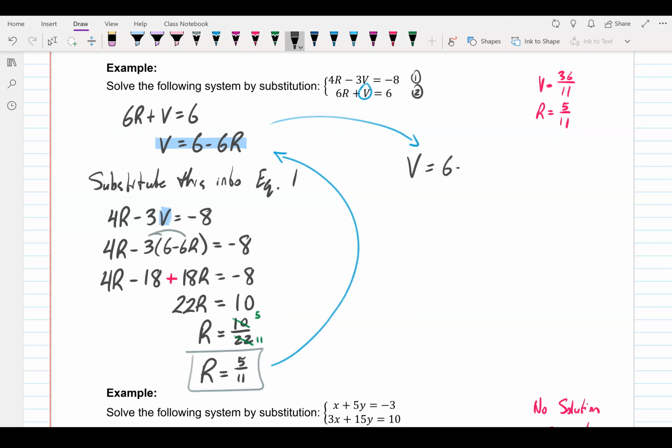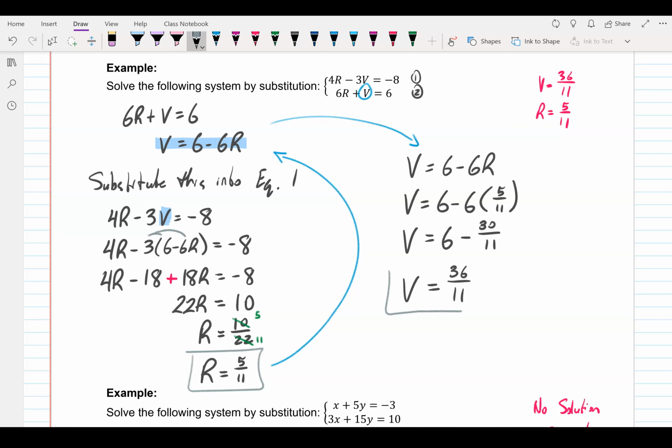So v equals 6 minus 6r. I'm just going to go ahead and put the r in, because I know what it is now. It's 5 over 11. What's 6 times 5 divided by 11? Well, that's 30 divided by 11. And you can get common denominators or whatever like that, but your calculator should be able to do it. If you don't know how, please just let me know, and I'll show you how your calculator can do that work for you. But your answer is finished here.